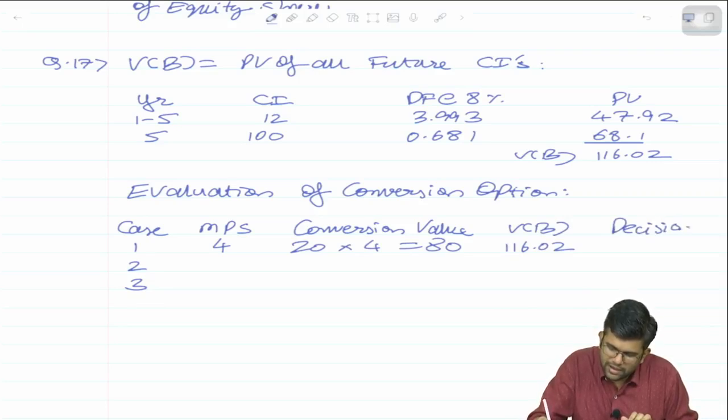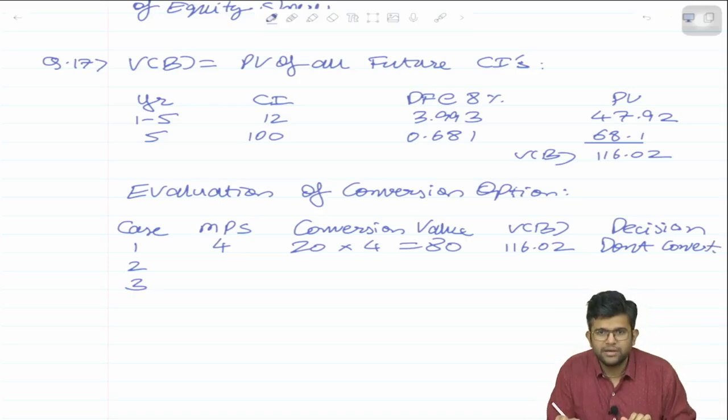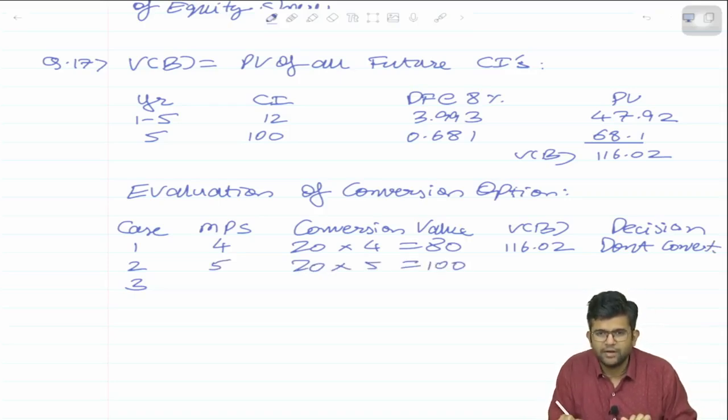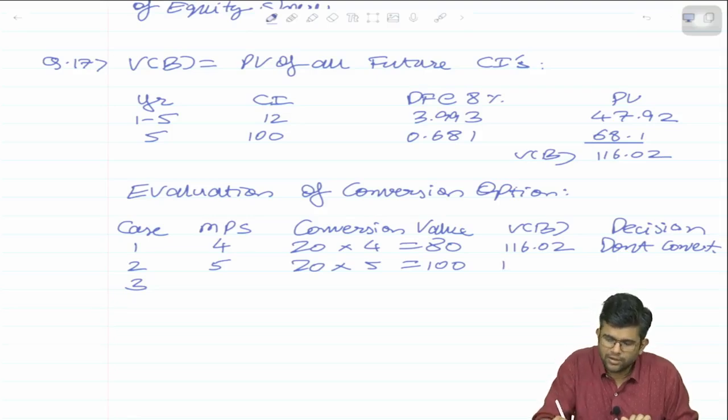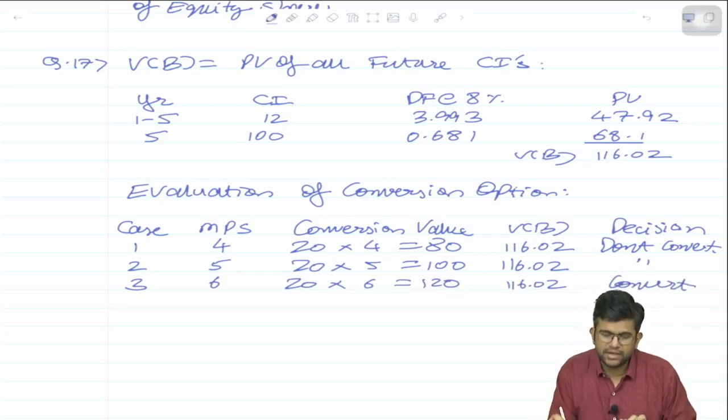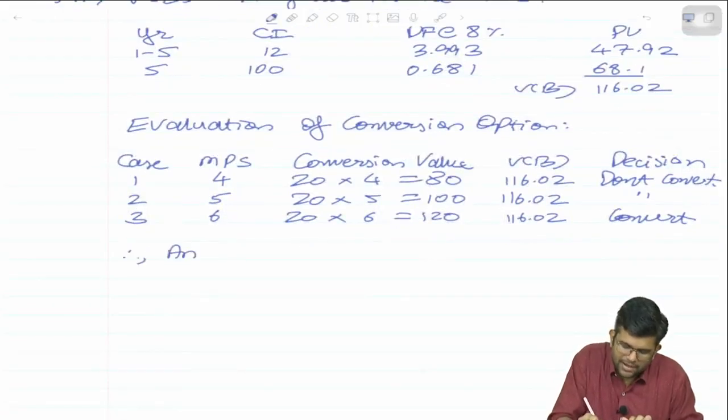Decision: don't convert. Are you all able to understand? What if the market price per share is 5? Then on conversion I will receive a value of 100. But right now the value of the bond is 116.02. Can I say don't convert? If the market price per equity share is 6, on conversion I will receive shares worth 120. Today the value of the bond is 116.02. Convert. Everyone clear?